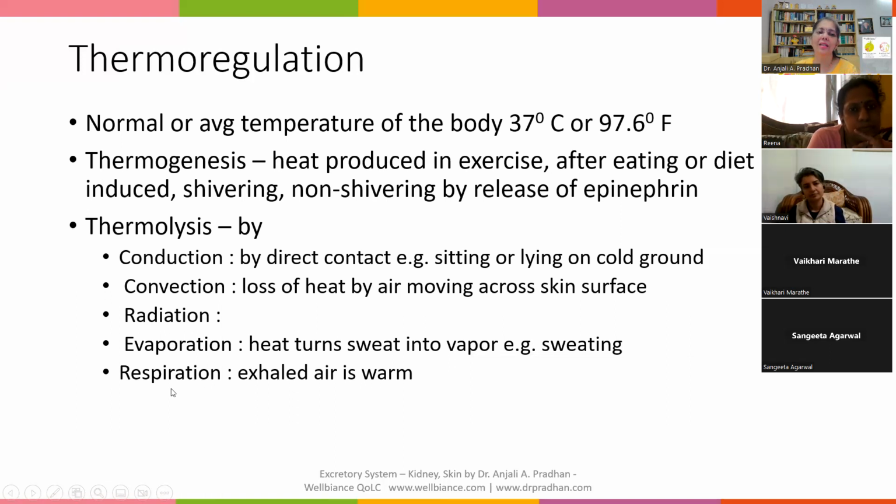And another is through exhalation. In respiration, exhalation, what is there in exhaled air? Carbon dioxide is there, and water is also there. Water is also present in exhaled air. So as water is present, water is converted to vapor.